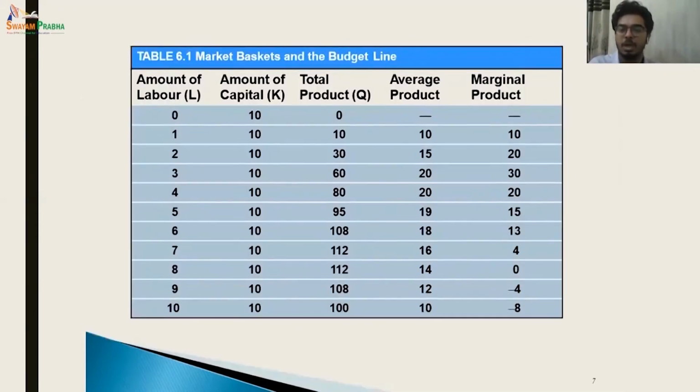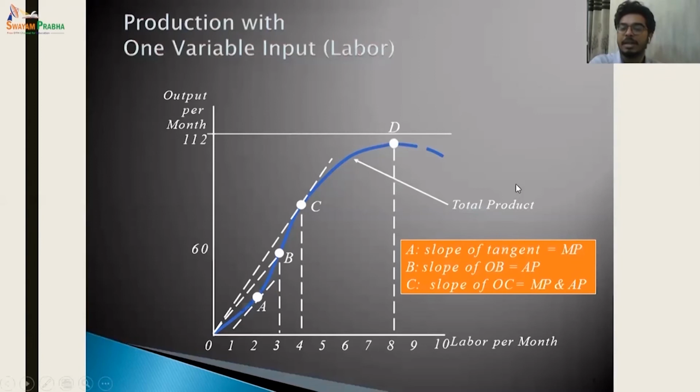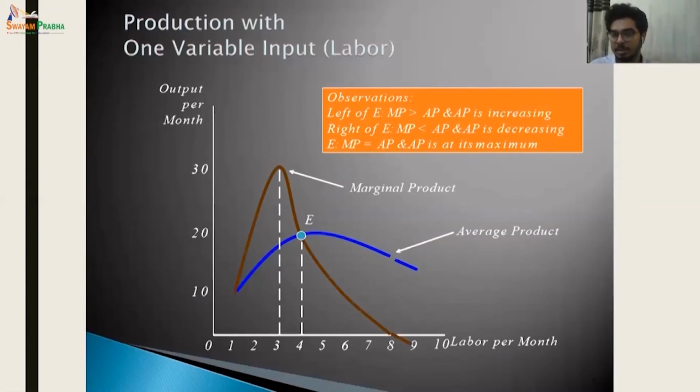And if you see on this point 4, where average product is maximum at 20, marginal product intersects the average product, 20, 20, and both marginal product and average product are equal to each other. And on the right hand side of point E, we see that the average product has started declining, and the average product is above the marginal product curve. So the average product is more than the marginal product.